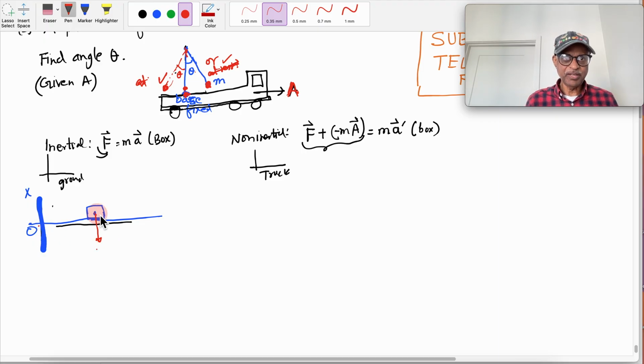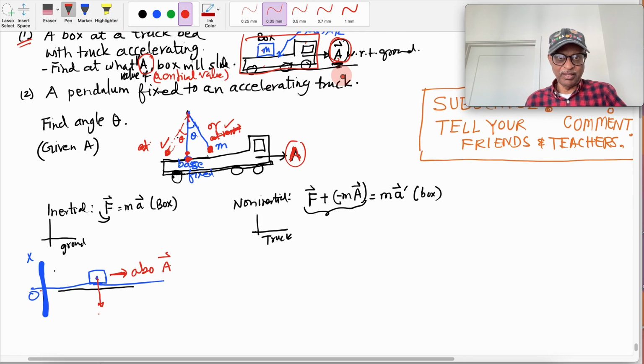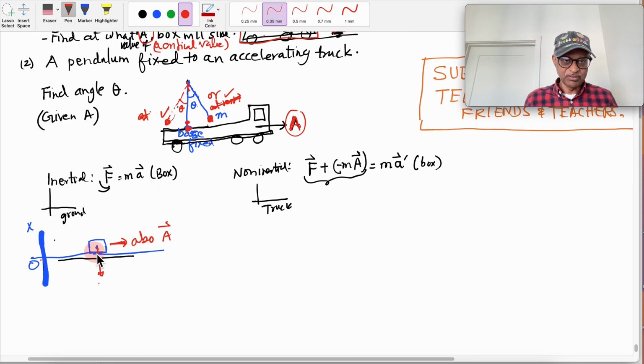With respect to this frame, this thing is not sliding, so this guy's acceleration is also A. Whatever this A is, the entire thing has A, because it is not sliding. Every part of it has acceleration A. So looking at just the box, I'm just going to look at the box.